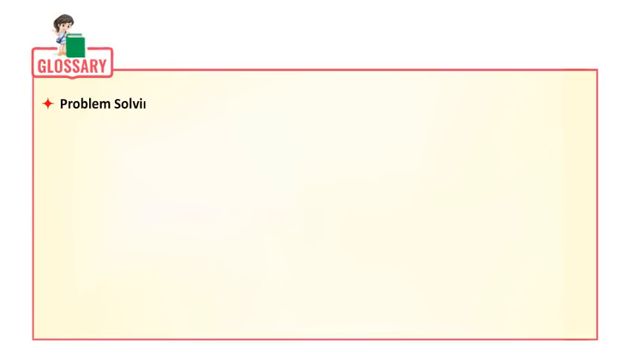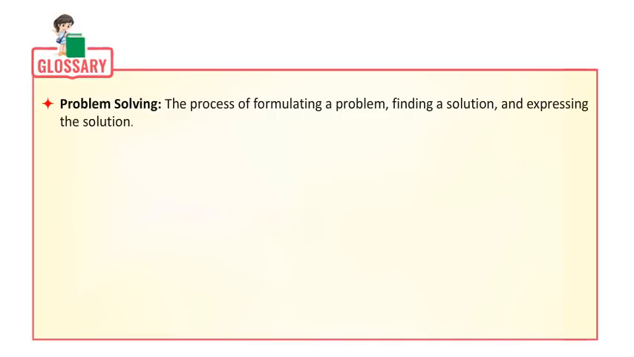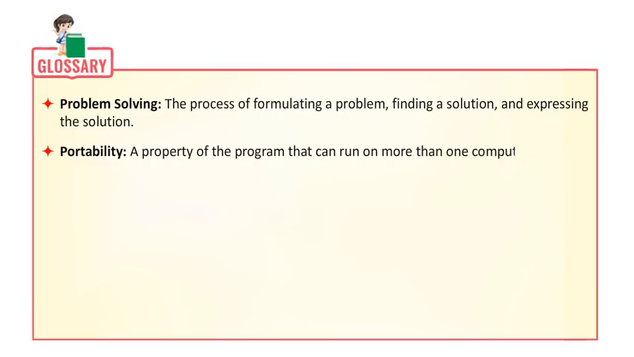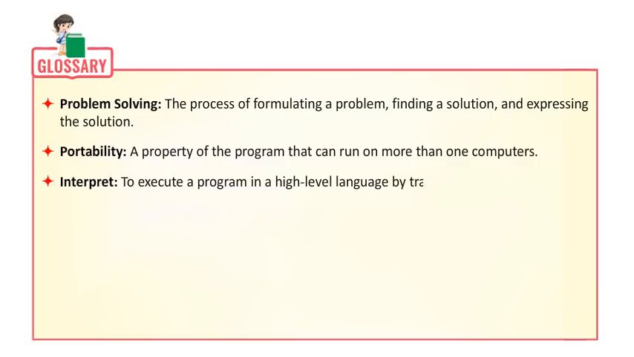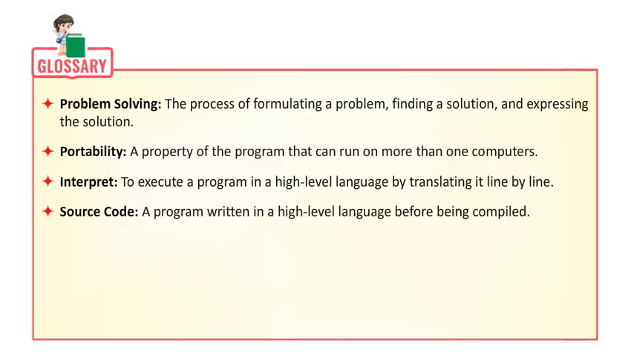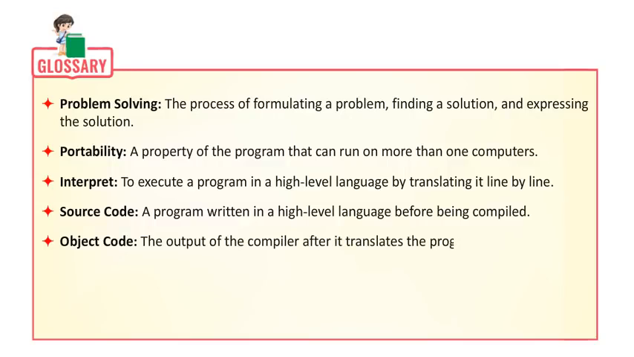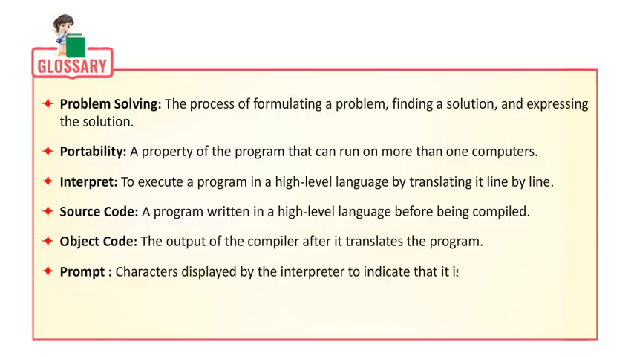Glossary. Problem solving: the process of formulating a problem, finding a solution and expressing the solution. Portability: a property of a program that can run on more than one computer. Interpret: to execute a program in a high-level language by translating it line by line. Source code: a program written in a high-level language before being compiled. Object code: the output of the compiler after it translates the program. Prompt: characters displayed by the interpreter to indicate that it is ready to take input from the user.